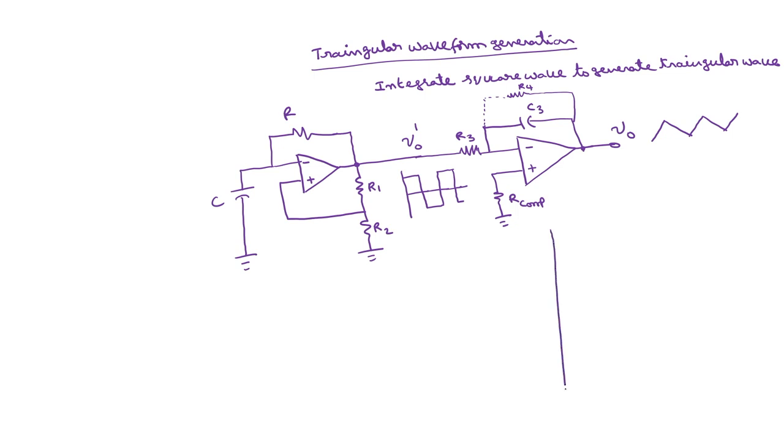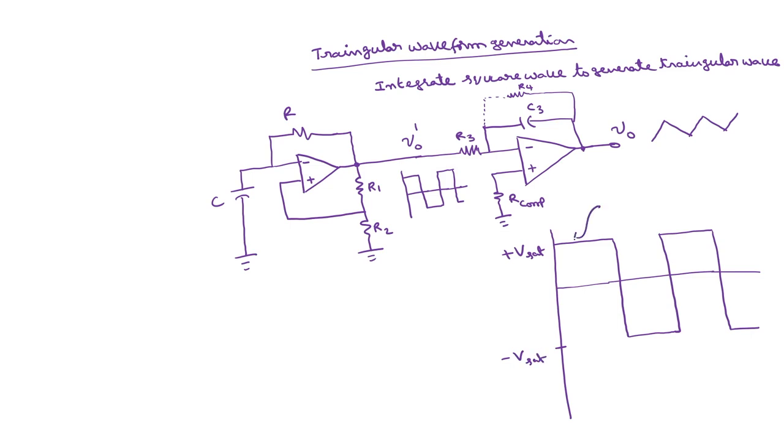So basically the input output waveforms of this integrator will be: this is the square wave generated after the first stage, plus V sat, minus V sat, and this waveform is V0 dash. And what is V0? During the positive portion, this will be a negative going ramp. There are two values which vary. This is the triangular waveform. This is your V0.